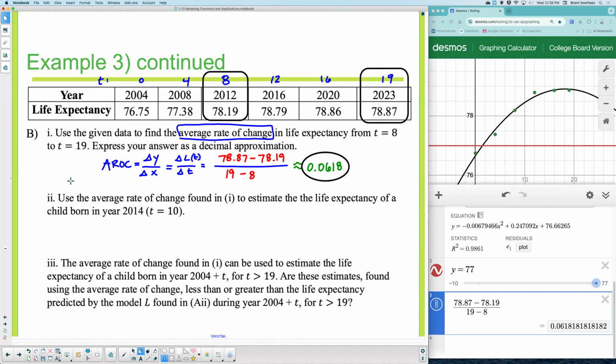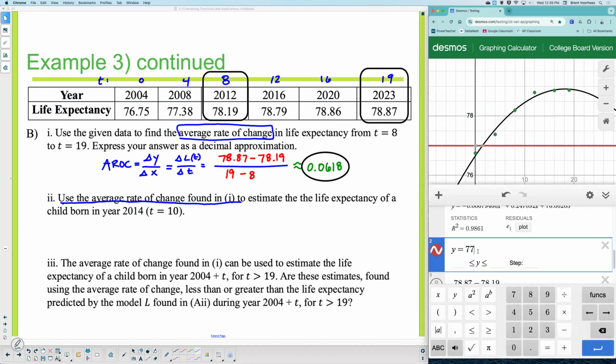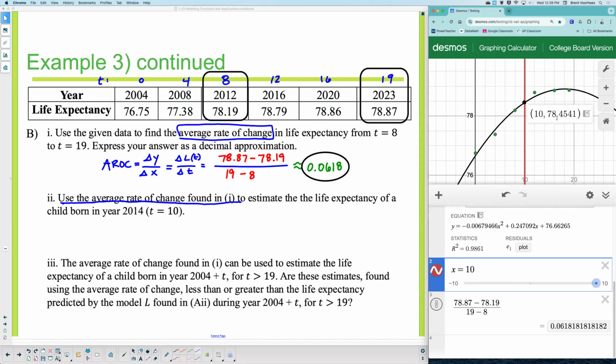Now, on part B II, is everybody tracking with how I got that? Any questions over that part? On B II, it now says, use this average rate of change to estimate the life expectancy of a child born in 2014. Now, here's my problem. Here's what students do wrong all the time. Y'all ready? It says use what? Here's where many of you might mess up, is you're just going to say, oh, wait, year is 10. I'll just go over here and type in year 10. That's an X, sorry. X of 10 and get this number right there. And that's incorrect. That's not the number we want.